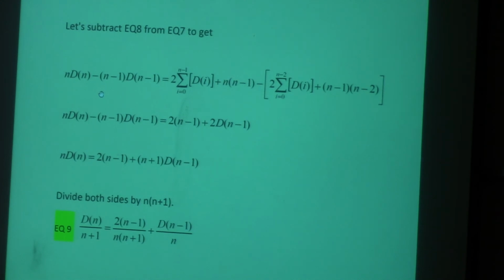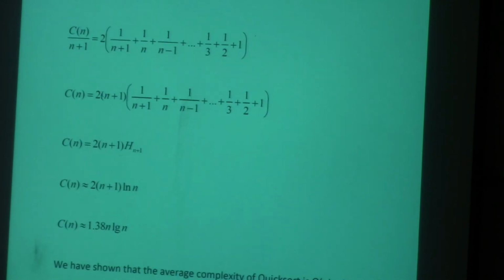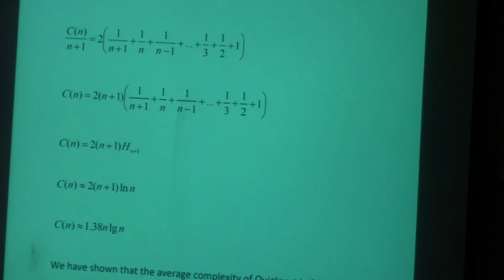So basically, if we go back up to the beginning of this analysis, we'll see that our result is 1.38 N lg N. That is the sum of the depths of a binary search tree generated from a random sequence. How many nodes are in that tree? N. So if we divide the summation of the depths by the number of nodes, by n, leaving us what?